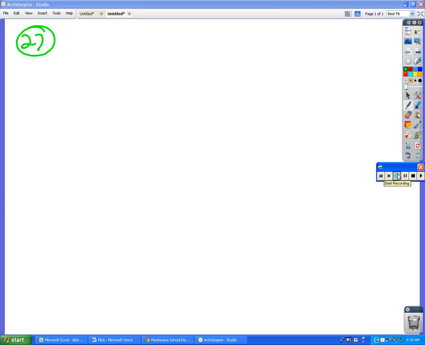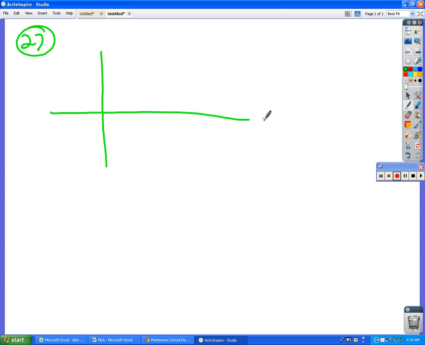Okay, so for number 27, it says find the period of each sine curve. Well, the period is how long it takes to make one complete cycle. So if you look at the graph, it's a sine curve, and it starts down there, it goes like this, okay?